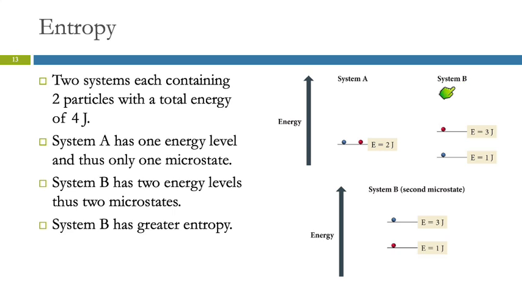So system B has greater entropy because it has 2 different ways to arrange the energy, whereas system A only has 1 way. Does that make sense? Entropy is a very confusing thing.